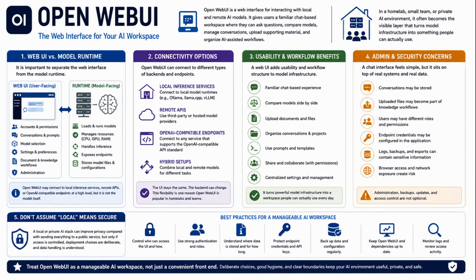Avoid the assumption that local automatically means secure. A local or private AI stack can improve privacy compared with sending everything to a public service, but only if access is controlled, deployment choices are deliberate, and data handling is understood. OpenWebUI is most useful when it is treated as a manageable AI workspace, not just a convenient front end.